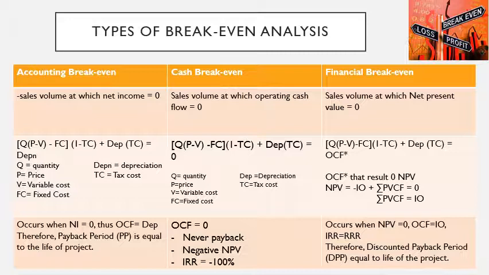It occurs when NPV equals 0, OCF equals the initial outlay, and the internal rate of return equals the required rate of return. Therefore, the discounted payback period, DPP, is equal to the life of the project. So that is the difference between accounting break-even, cash break-even, and financial break-even.